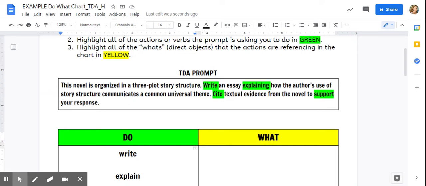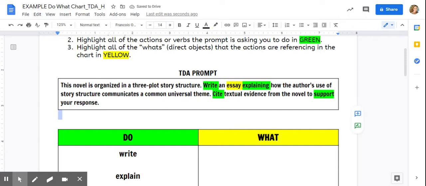So let's go back up to our first verb, write. Okay. What's the noun that follows write? Well, it's essay. That's a thing, right? You can also find it by asking the question, write what? And the answer would be essay. What do you have to write? An essay. So we're going to go ahead and highlight essay yellow. That's our what.